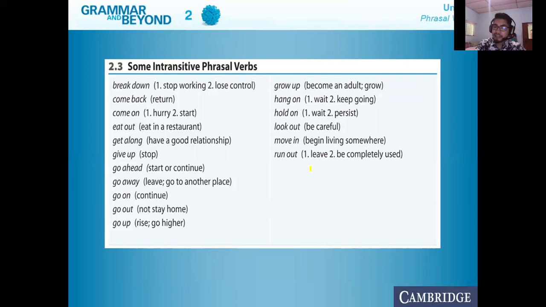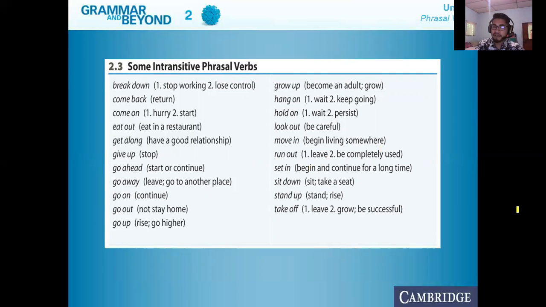Burn out, as we say, is to leave or be completely used. Set in is to begin and continue for a long time. Sit down is to sit or take a seat. Stand up is to stand or rise. Take off is to leave, grow, or be successful. Watch out is to be careful, and work out is to exercise.